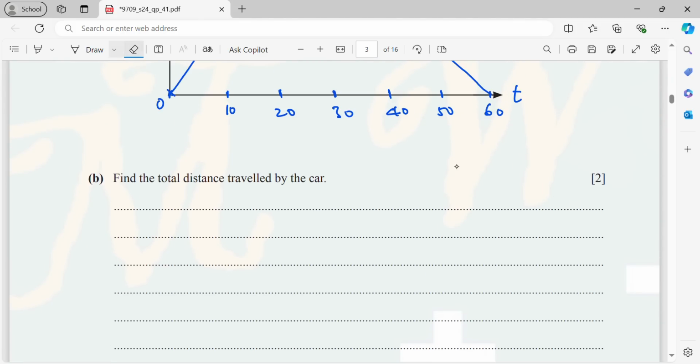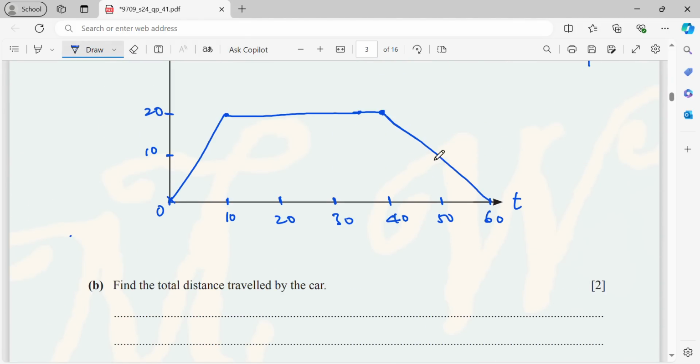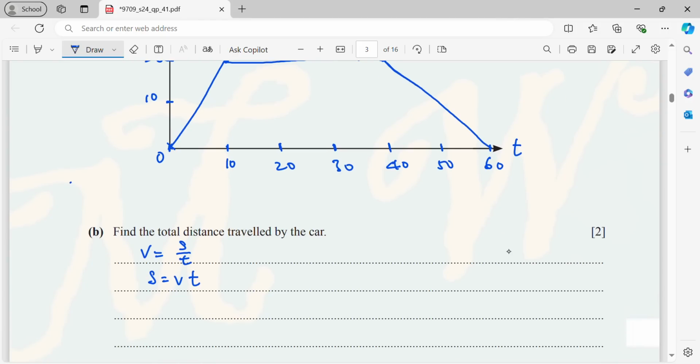Now part B: find the total distance traveled by the car. Since now you have v against t, we know that v is actually s over t, which means s equals vt. That is the multiplication of the v and t axes, which means it is the area under the curve. So here I will write: total distance equals area under the curve.